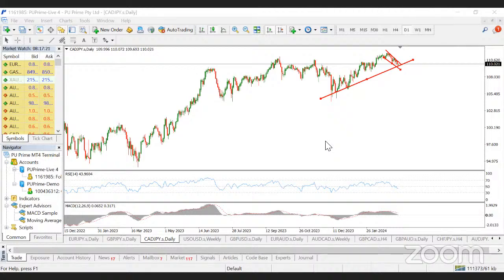Now, this is what I'm seeing on the card. So I think I responded to Mr. Samuel. All right. Now, this is what I'm seeing on the card. We have an uptrend on the daily time frame.